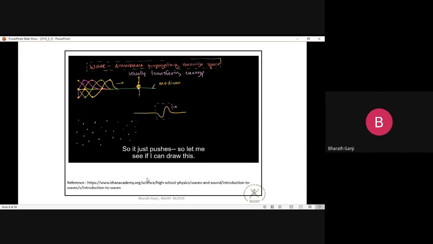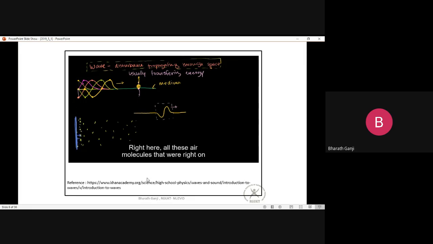So let me see if I can draw this. Let's say I had some type of surface here that just really quickly jolts, that just moves in that direction and then just comes back. So similar to what I did here, I go up and down, but instead of doing that, it just pushes the air and then pushes back. So what's going to happen? Right after it pushes, the air molecules that it pushes up against are going to jam together. They're going to get compressed.